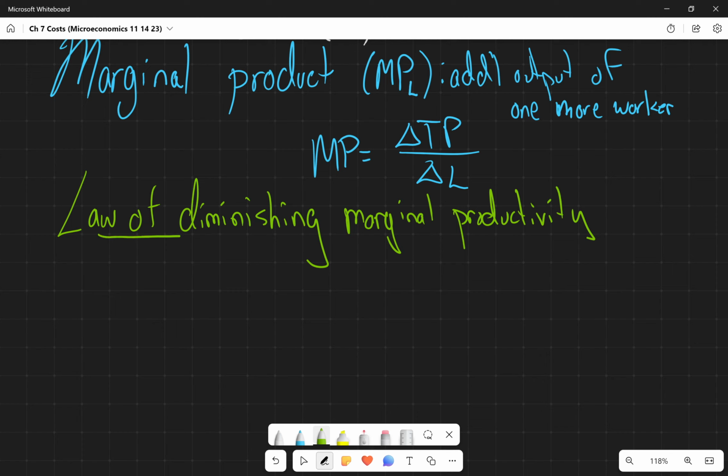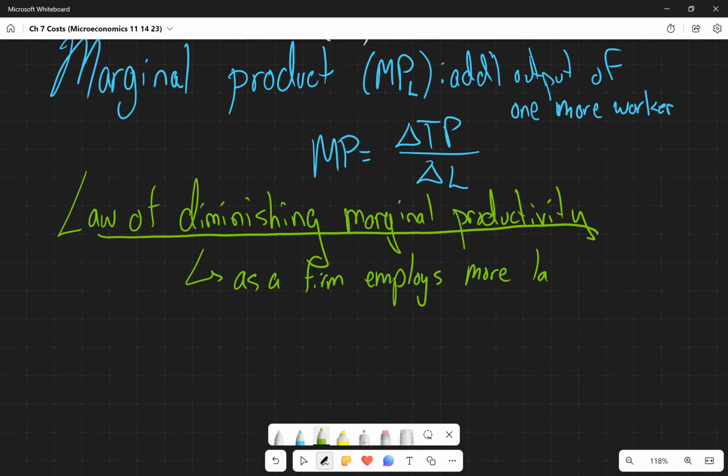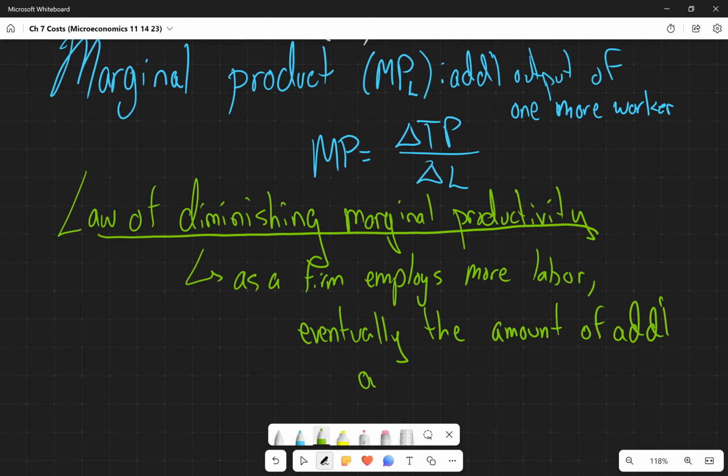So the law of diminishing marginal productivity is a general rule that as a firm employs more labor, eventually the amount of additional output produced declines.